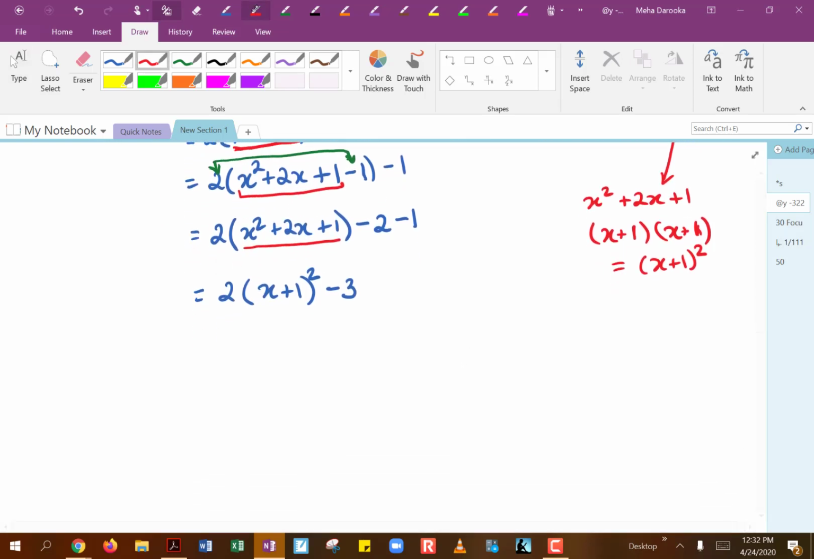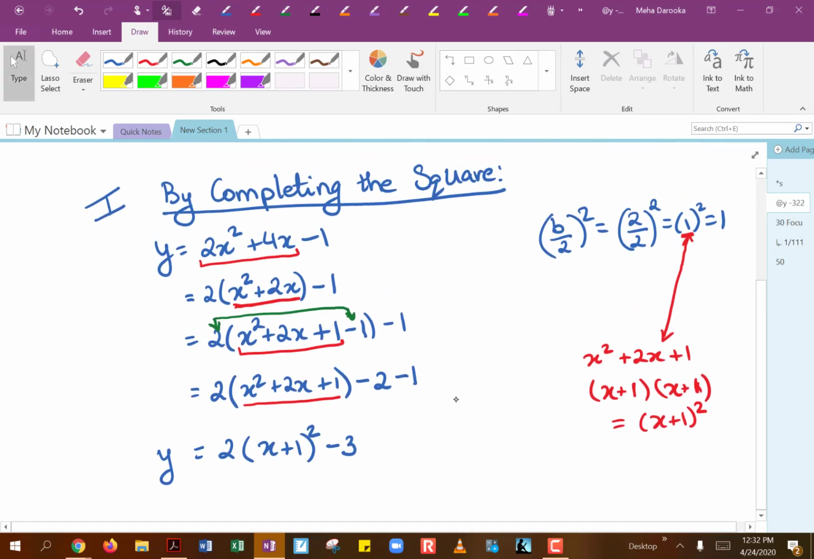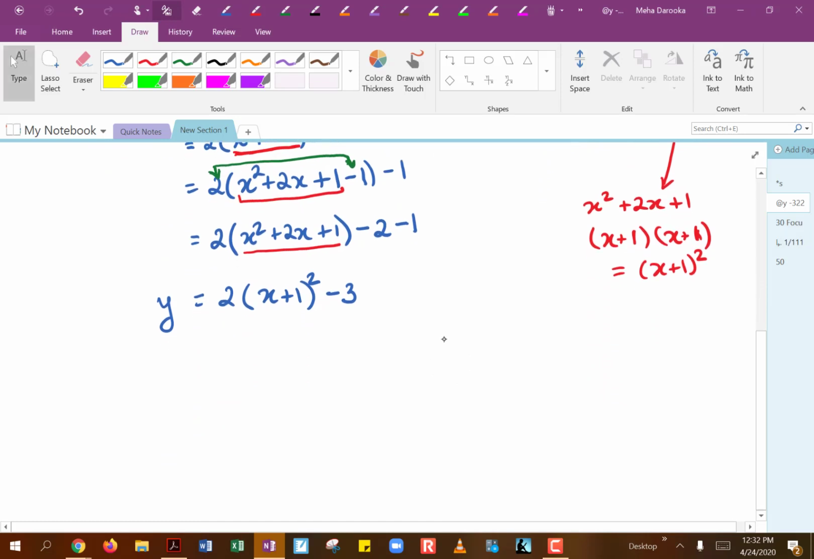So now that we have rewritten our equation from the standard form to the transformation form, we can now go ahead and identify our vertex. So remember, our vertex is going to have the coordinates (h, k), which in this case our h is here and our k is here, so that will come out to be negative 1 for h, negative 3 for k.